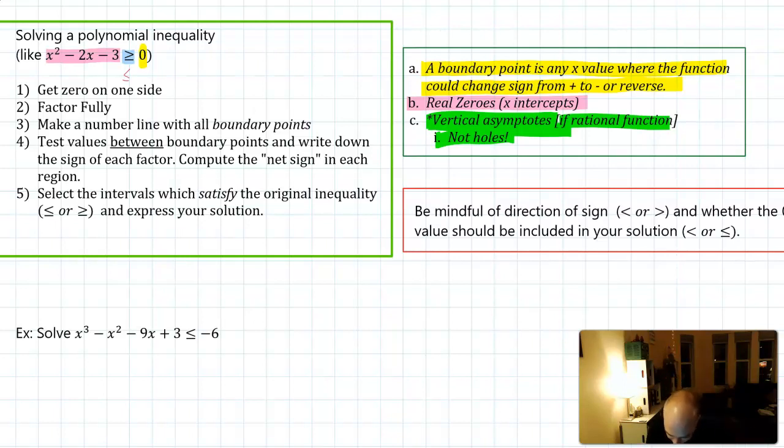And then finally, one important note is when you're expressing your solution, be very mindful of the direction of the sign, greater than or less than, because that will affect your answer, of course, to the inequality. And please, please, please pay attention to whether the 0 should be included or not. That also will drastically affect your answer because it will affect whether you use parentheses or brackets. And of course, those matter. So we're going to be mindful of all those things, and let's do another problem.